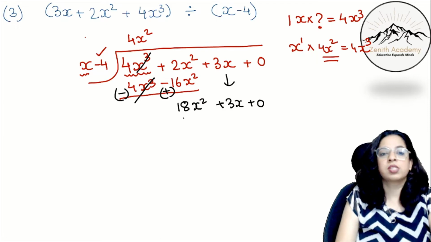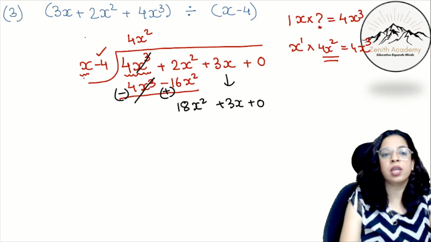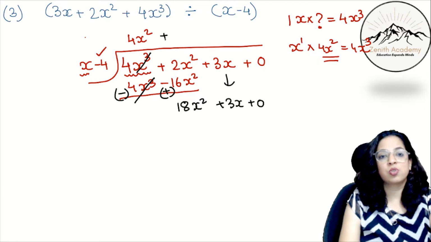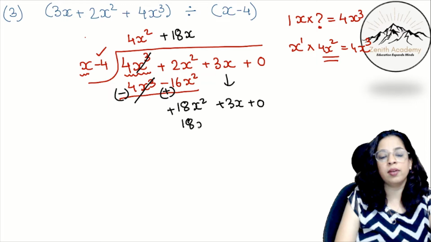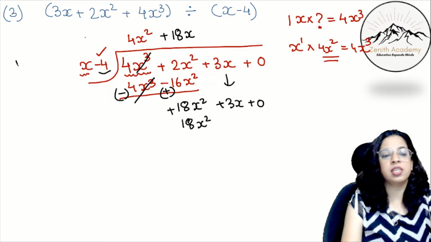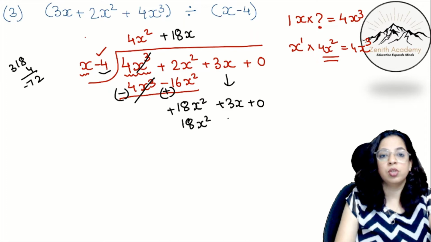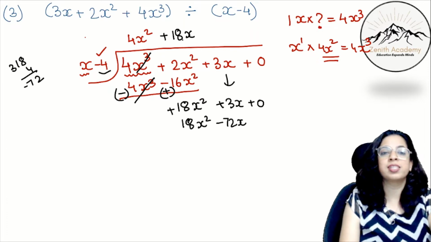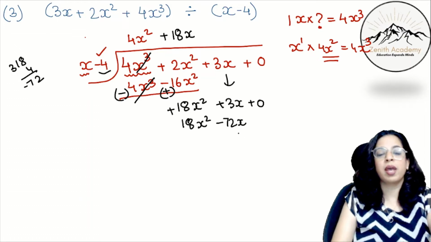Okay. Now see here, first is 18x square and here there is only x. So you will take, since it is a plus here, plus 18x. So x into 18x is 18x square, right? But minus 4 into 18x: 18 into 4, 8 fours are 32, 4 ones are 4, 5, 6, 7, 72. So minus 72x, right? Minus 4 into plus 18x is equal to minus 72x.